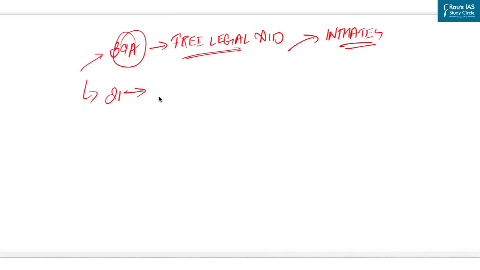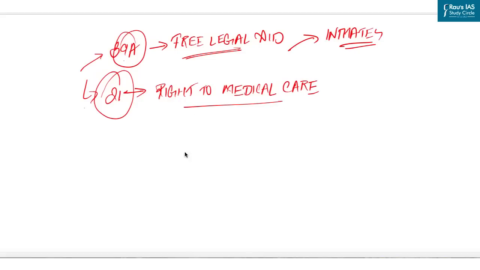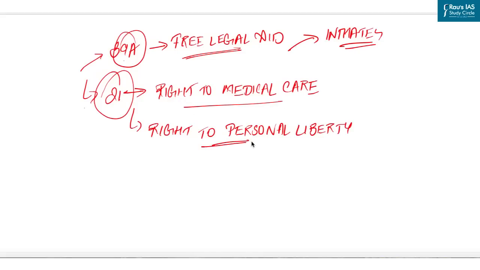Now, the Supreme Court has ruled in several cases that Article 21 of the Constitution covers the right to medical care, in addition to guaranteeing the right to personal liberty. So, Article 21 of the Constitution forbids any inhuman, cruel, or degrading treatment of anyone, whether they are citizen or foreigner. So, these are the important articles related to prison reforms.